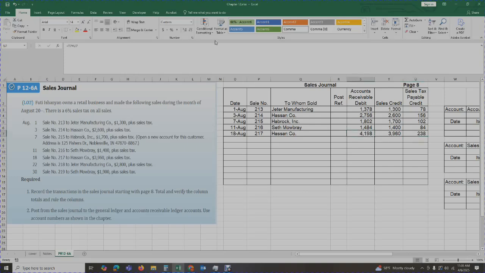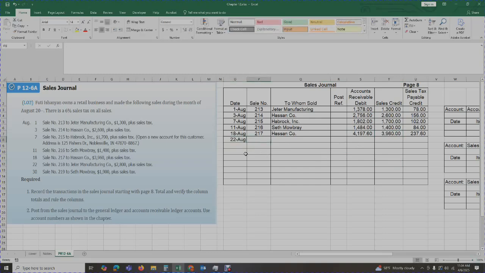So the total that Hassan owes me is the sum of your sales plus your sales tax payable. Let me go ahead and make all of these two decimals. There we go, so that way we see the decimals. Here we have $237.60 of taxes, $3,960 of sales. That gives me a total of $4,197.60. That happened on the 18th.